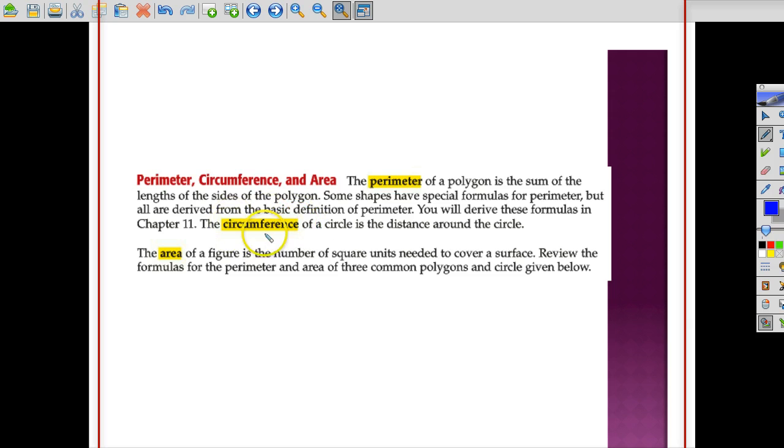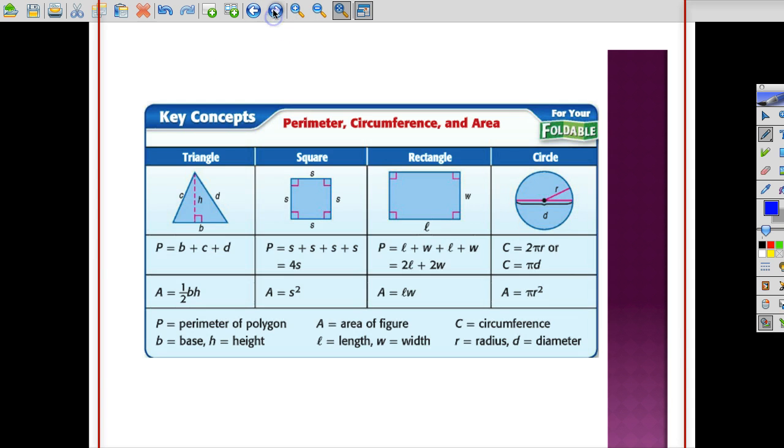The circumference of a circle is the distance around the circle. So it's kind of like the perimeter of the circle, the length around the circle. The area of a figure is the number of square units needed to cover a surface. Typically, you would multiply to find the area. Review the formulas for the perimeter and area of three common polygons and circles given below. Next slide.